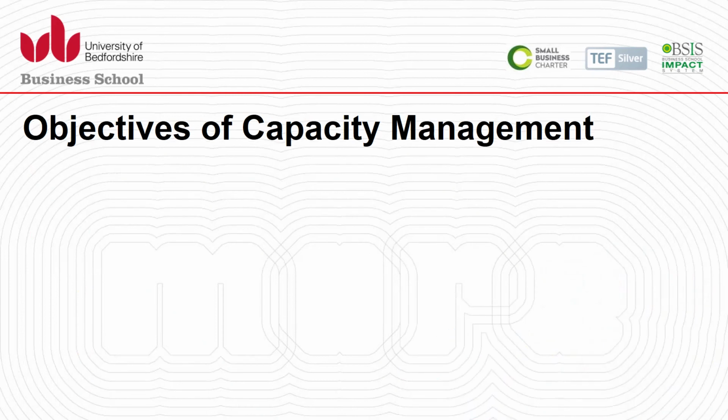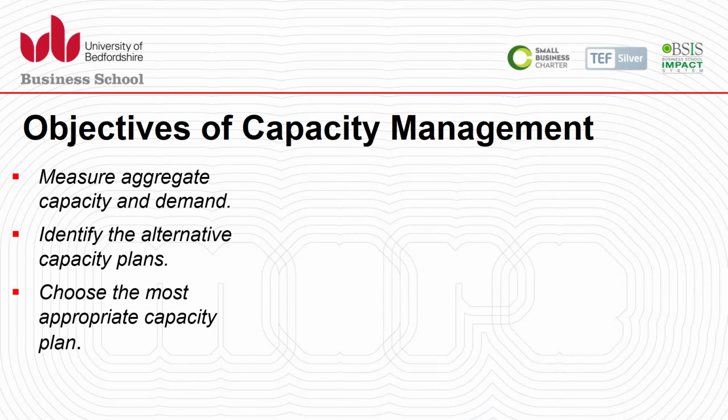So we have to see the capacity management objective by measuring aggregate capacity and demand, identifying the alternative capacity plans, and then choosing the most appropriate capacity plan. That means capacity management is important for a number of reasons. For example, ensuring the business has the capability of providing services or products to its customers to meet their needs and expectations by delivering the expected end user performance across all its business critical customer facing applications. It also ensures that the applications, products or services can meet the desired performance from the customer or end user's point of view.